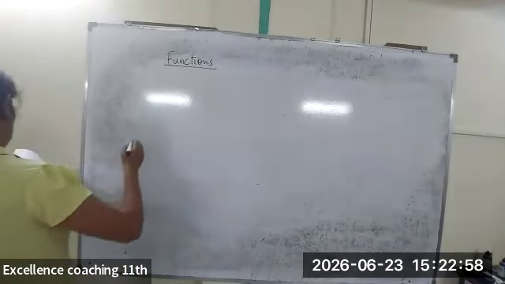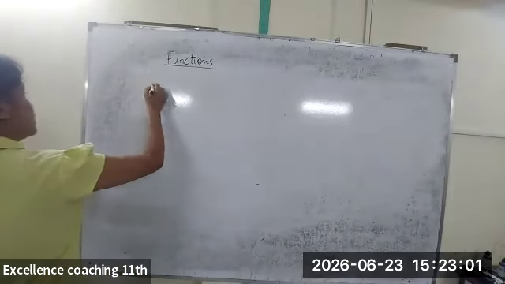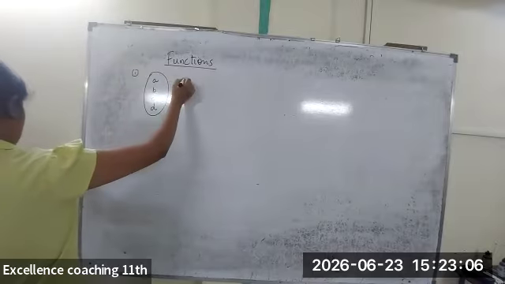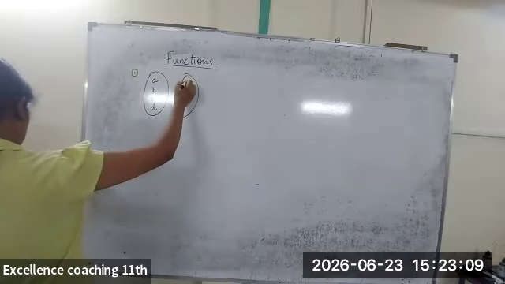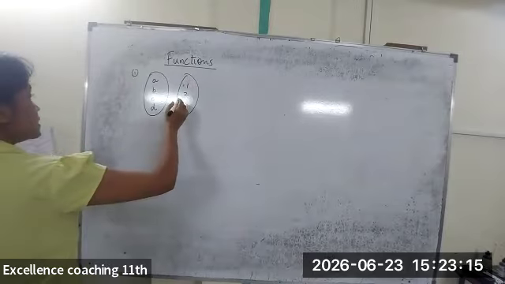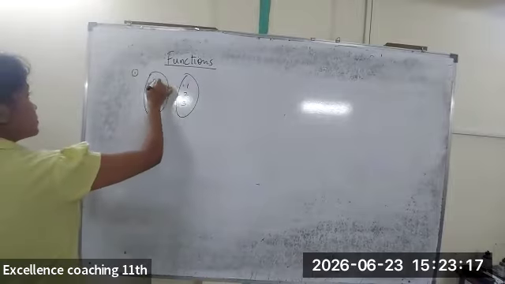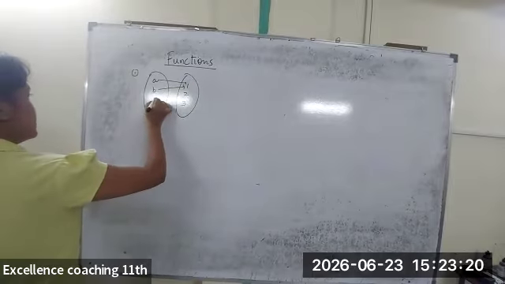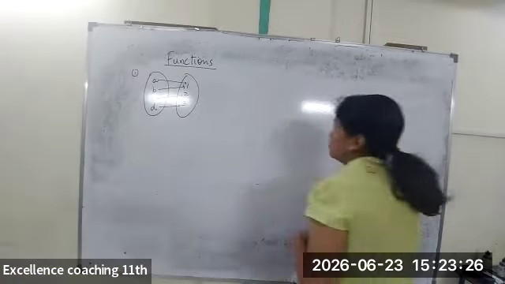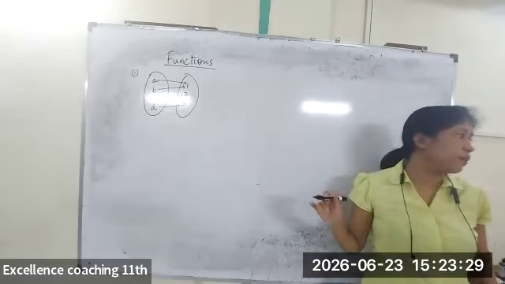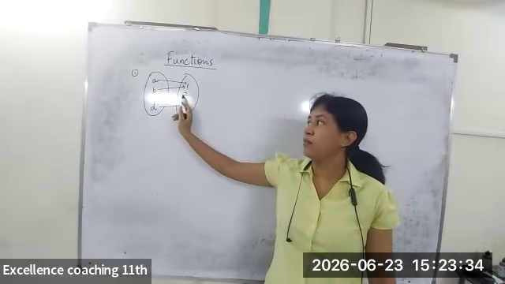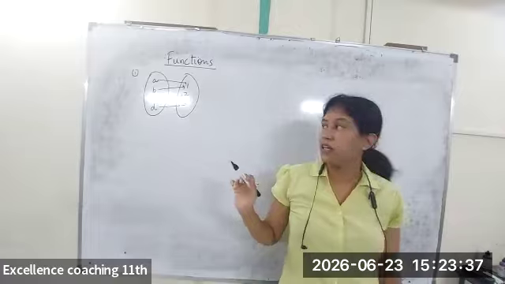Suppose, like example, I'll give you and then we'll write a definition. A, C, D. One, page number 16. Now this is a relation. If somebody had asked you to write a relation, what it would be? A comma 1, B comma 1, C comma 2, and D comma 3. This is how we write the relation.